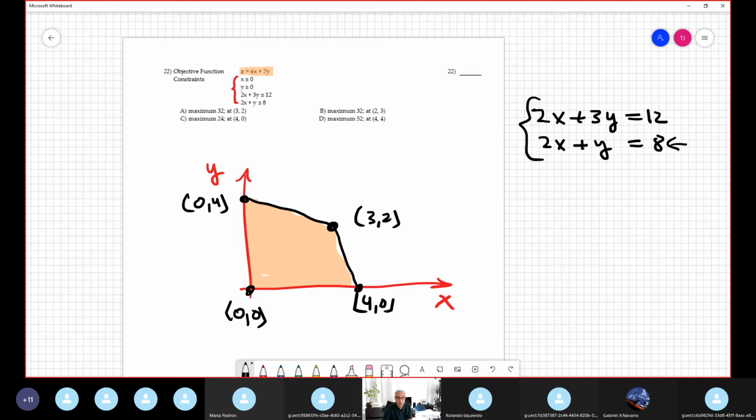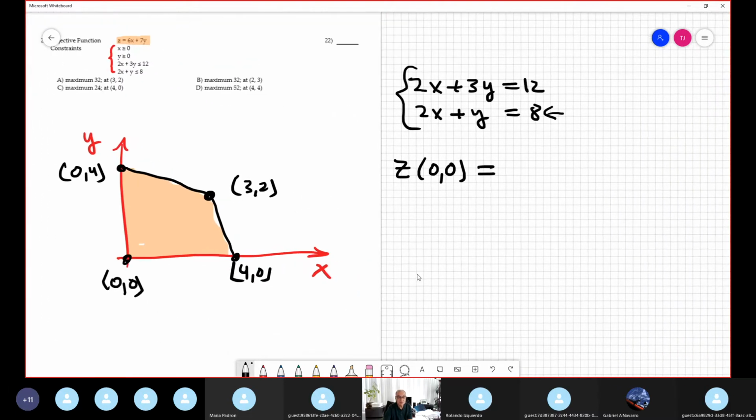And I need to evaluate the objective function inside each corner. So we evaluate 0,0, is obvious 0, no? Because 6 times 0 plus 7 times 0.